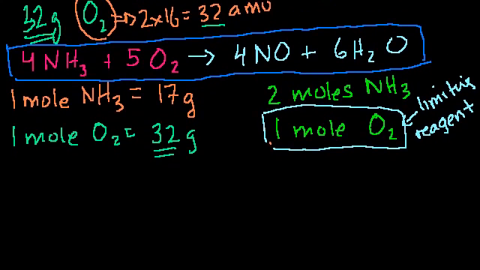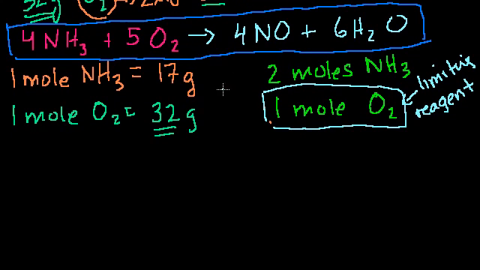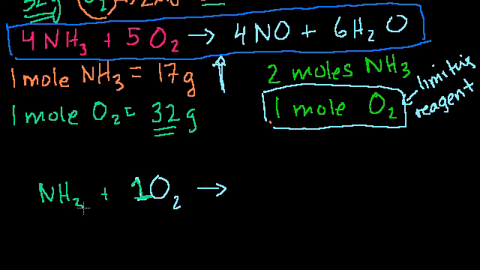So this reaction is going to look something like this. I only have 1 mole of oxygen. So instead of 5O2, I have to write 1O2. Let me do it in a different color because I don't want to think I only have 1O2 instead of 5O2s. So how many ammonias are going to react with that?